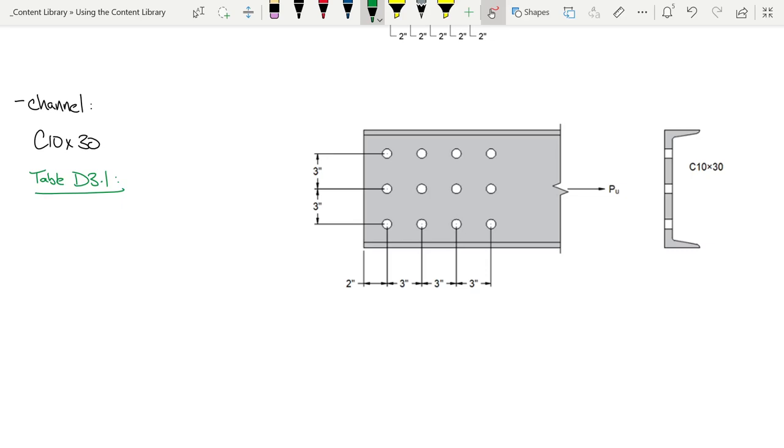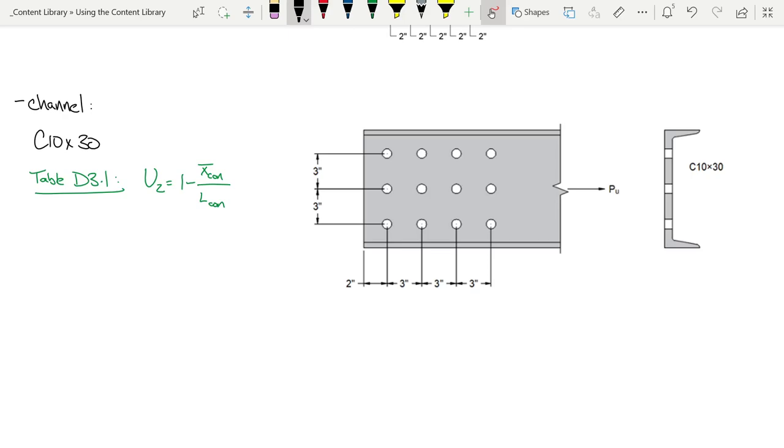Exactly right. So does case one apply to our channel? No, because for case one to apply, the web and the flanges would have to be connected, and they're not. So case two is applicable. So case two states 1 minus x bar over L. So let's first figure out x bar.